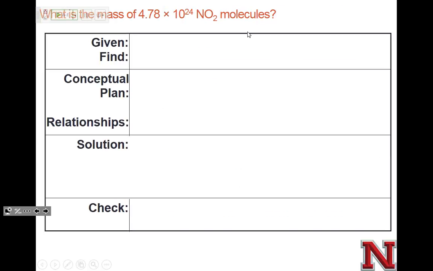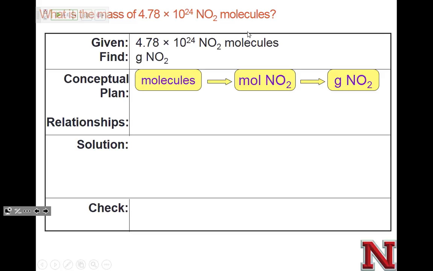Oh, I have one more. Here we're going from molecules to the mass. Again, same thing, just a reverse of what we just did. I didn't realize I still had this one in there. So we're starting with molecules this time of NO2. We want to find our grams. So we're just going to do a reverse of what we did in the example before.